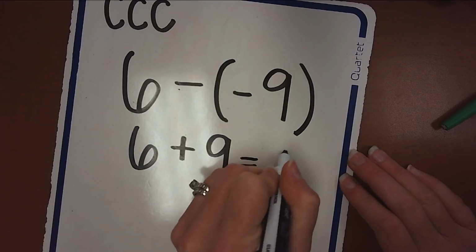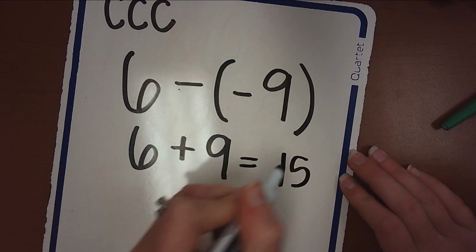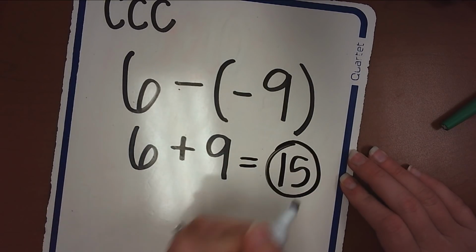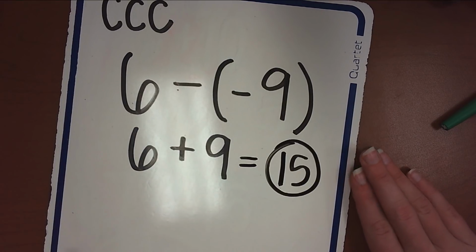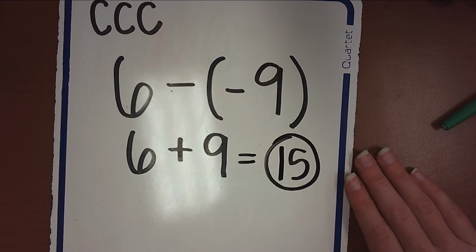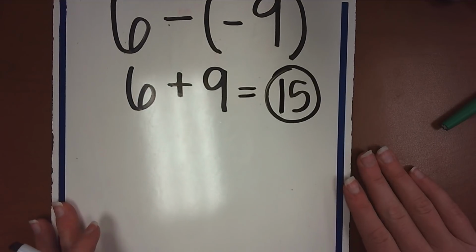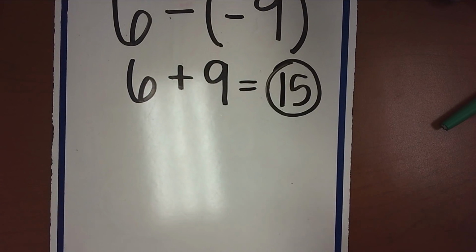You've been doing that for a long time. You know that same signs add and keep. So 6 plus 9 is 15, and it's a positive number, so my answer has to be positive. So my biggest suggestion for subtracting integers will be to show your work.